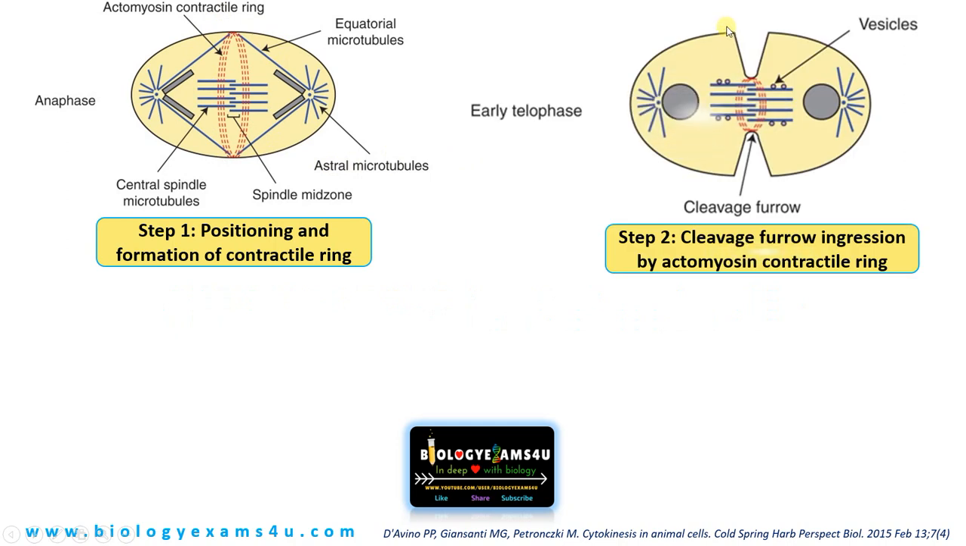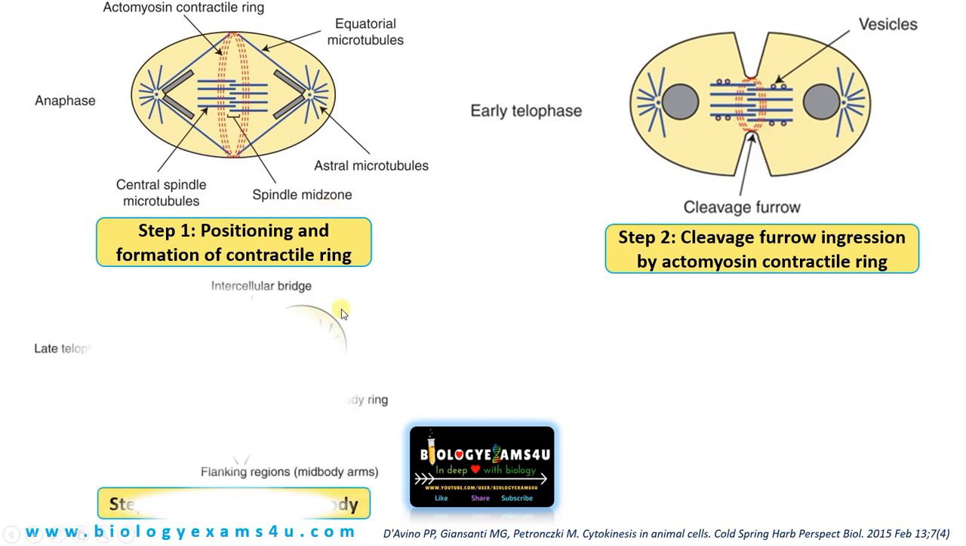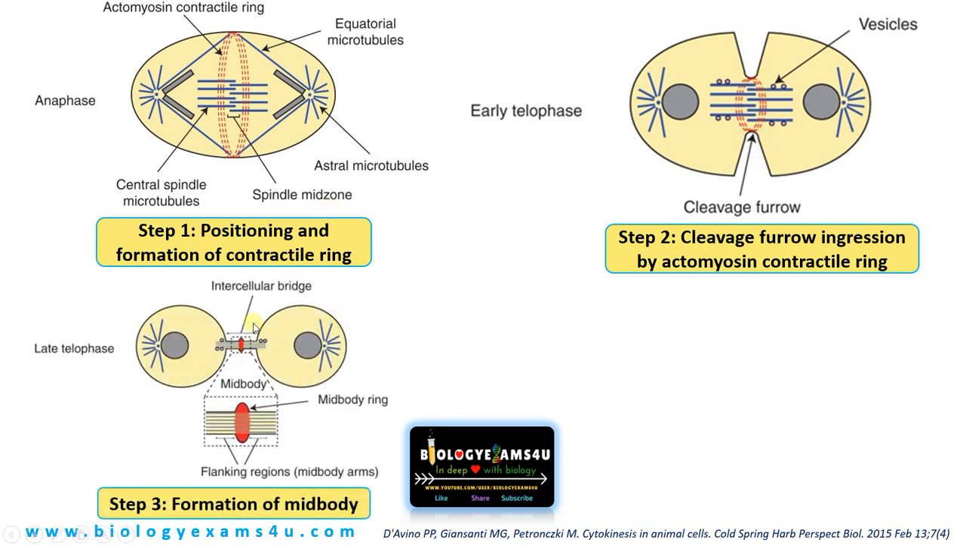Step 2 is cleavage furrow ingression by actomyosin contractile ring. As the result of movement of actin and myosin filaments, a cleavage furrow is formed, an ingrowth that causes the constriction, forming a deep cleavage furrow. Then at a later stage, at the end of cytokinesis, a special structure is formed. An intercellular bridge is formed between the two separating daughter cells, with a specialized transient structure, a temporary structure in animal cell, which is called the midbody.